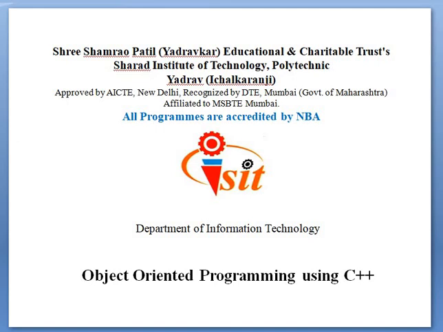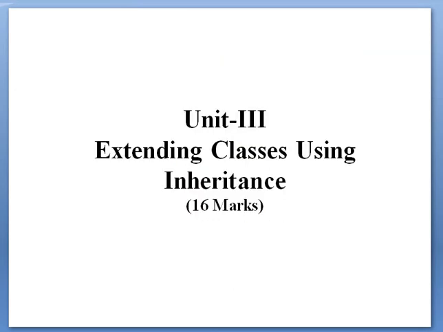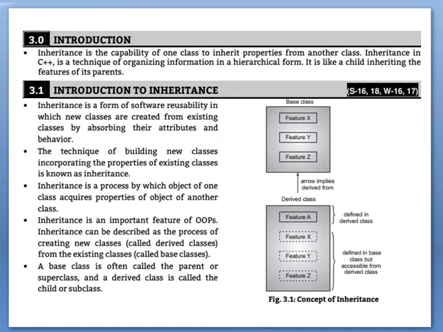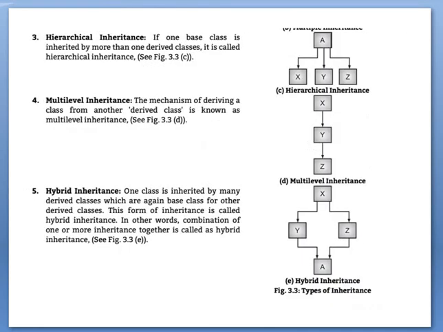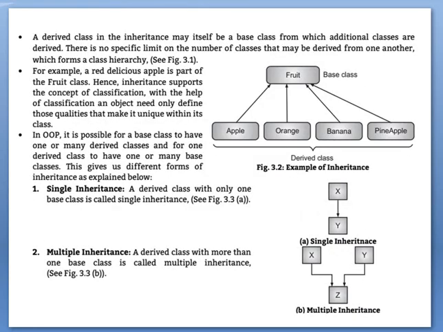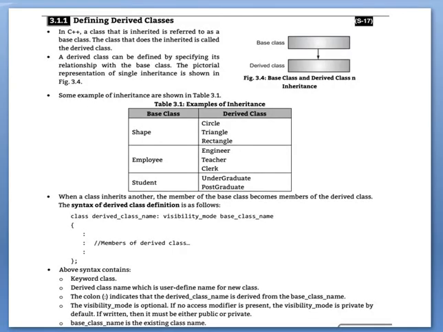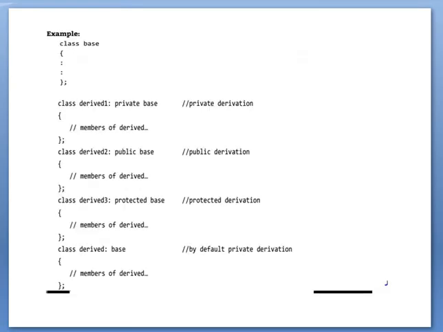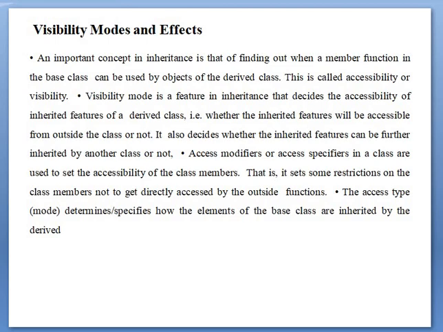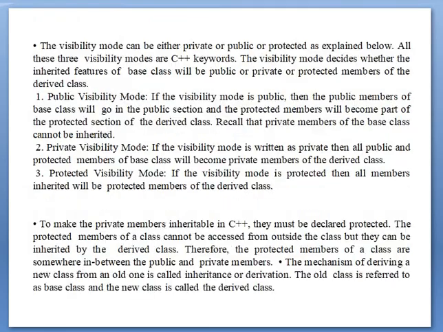This is the lecture of object oriented programming using C++. We have already started our third unit, that is extending classes using inheritance. In that we have seen the introduction to inheritance, the overview of types of inheritance, the benefits of inheritance, how to define a derived class from the base class, and different visibility modes like private, public and protected.